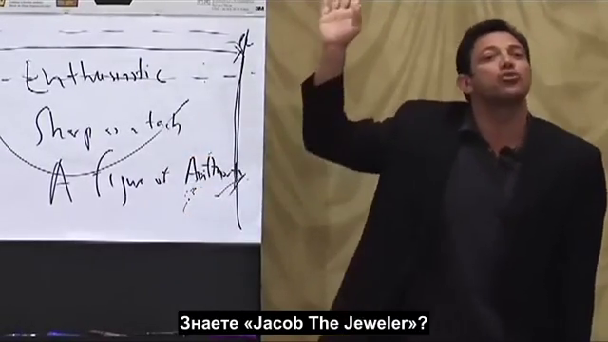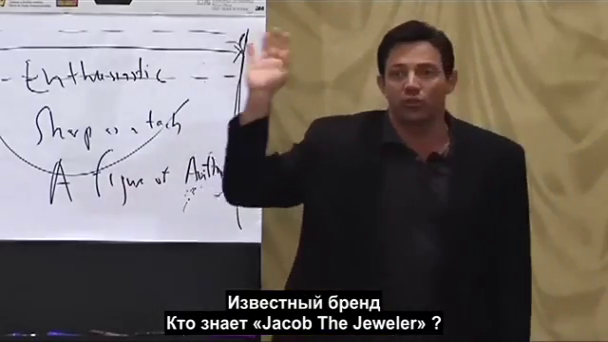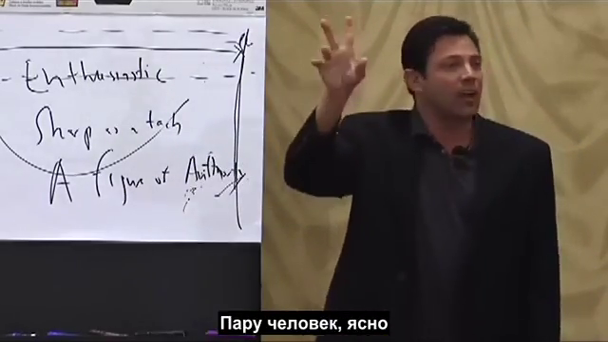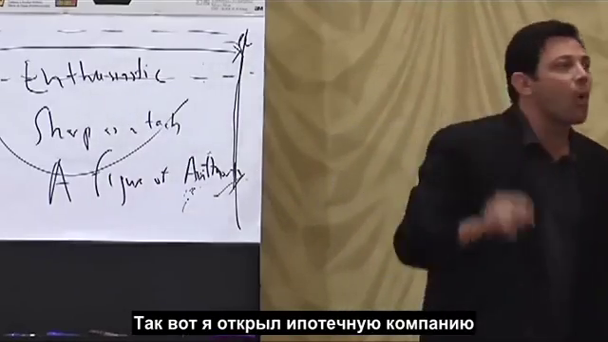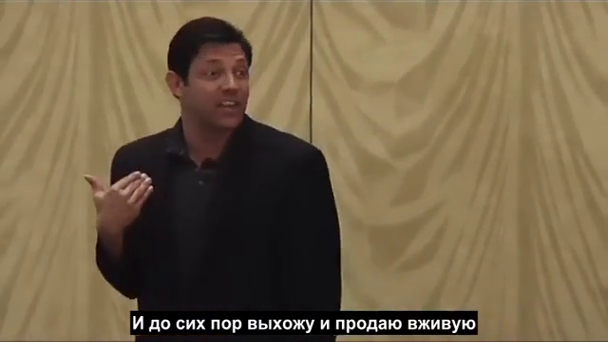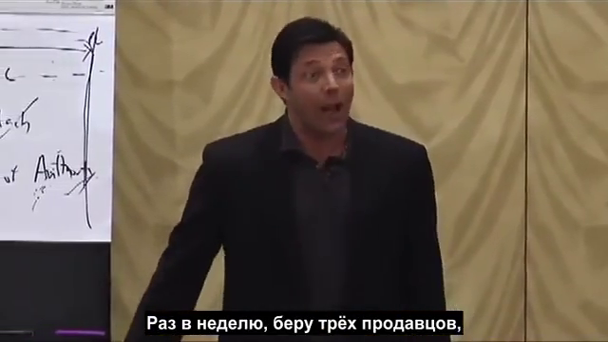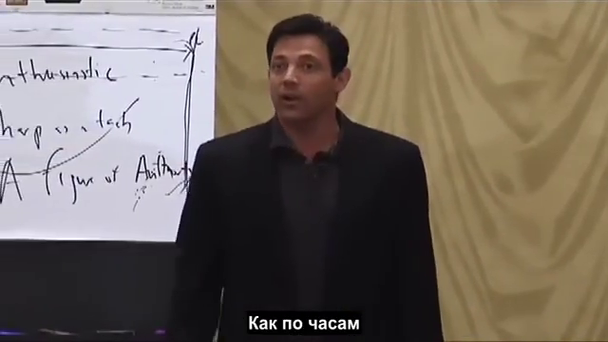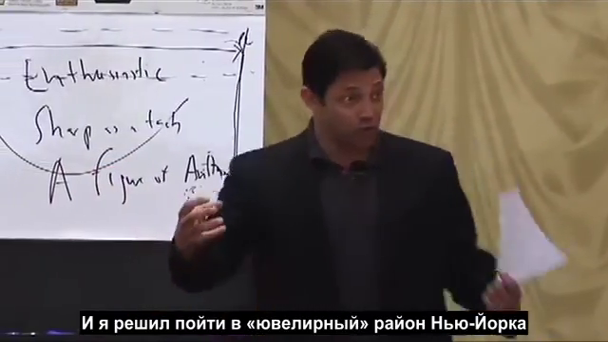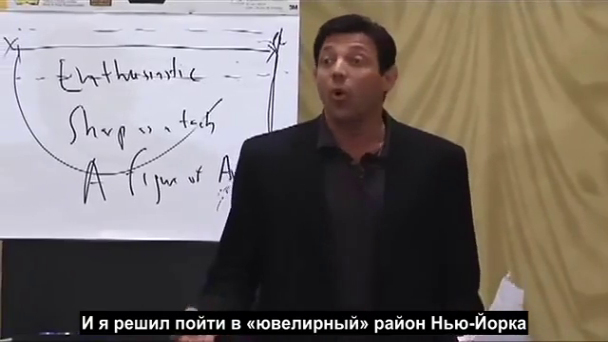You know who Jacob the jeweler is? Famous jeweler. Anyone know Jacob the jeweler? Okay, couple. Famous big-time jeweler. So now I build this mortgage company, right? And it's rocking and it's rolling. And I have like 45 people, and I'm making millions of dollars a year. And I'm still going out, and I love selling door to door. I get off on it. So once a week, I would take 3 salespeople with me, and I'd just walk and knock on doors and make 50, 60 grand. Like clockwork, all right?